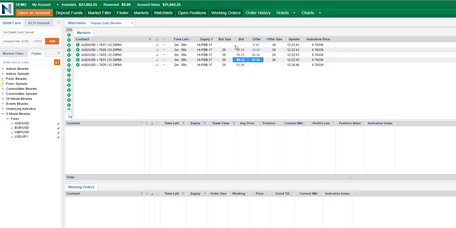Okay, so the bid side, which is usually the sell side or the false side of the statement, right? Because we're going to prove it wrong. We're going to say if we choose the false side on the sell side, that it's going to be lower than 7633, okay? And this is where we get into the bid size and the offer size. This is how many contracts are available on either side, all right? Now, if you see a dash, that means that there's no price available, and of course, there's not going to be any offer sizes.